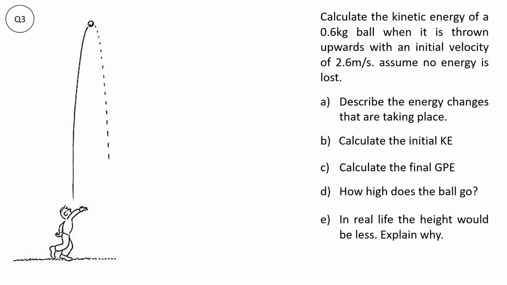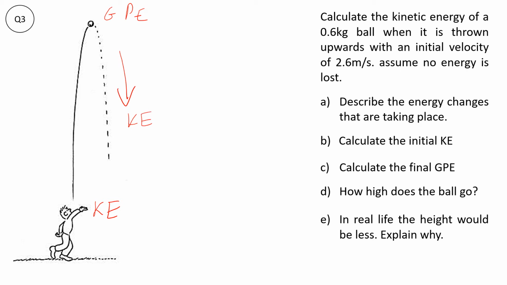Okay, question 3 shows a boy throwing a ball upwards. We're asked to calculate the kinetic energy of a 0.6 kg ball when it's thrown upwards with an initial velocity of 2.6 meters per second. Assume no energy is lost. So A says describe the energy changes. So we've got KE here, and that changes to GPE at the top. It momentarily stops moving at the top, and then as it comes down again, it picks up KE.